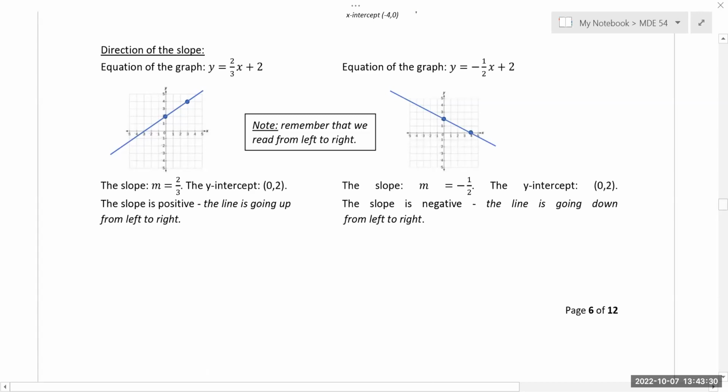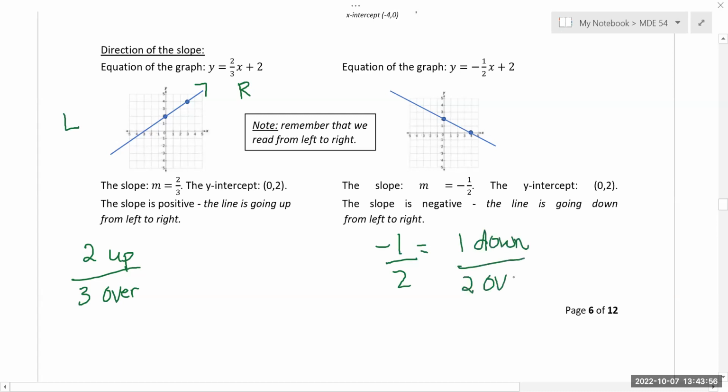The direction of your slope, positive or negative, tells you the direction that the graph is going. We always read from left to right. So this one is going up, so it has a positive slope. The 2 means 2 up, 3 over. It's always left to right. A negative means 1 down, 2 over, and it's always still left to right. It's just whether you go up or whether you go down.